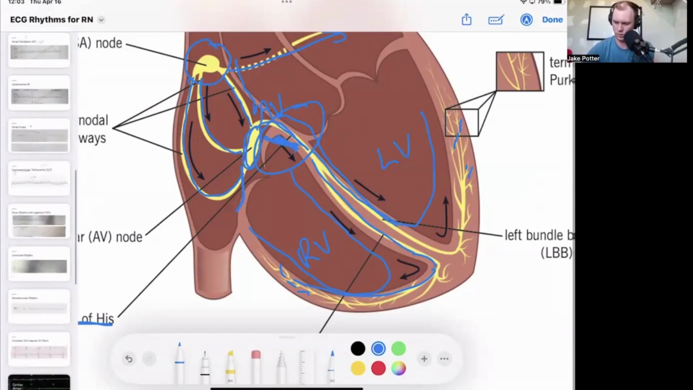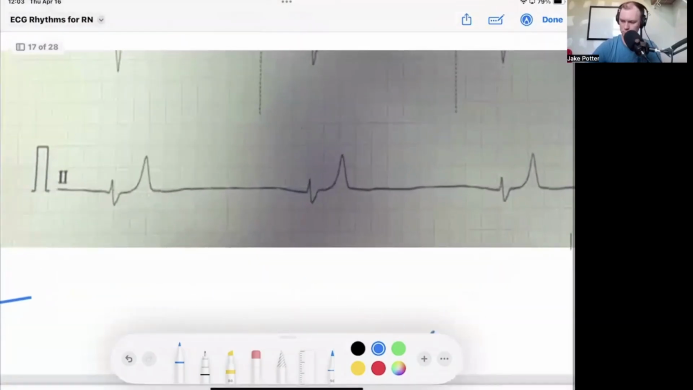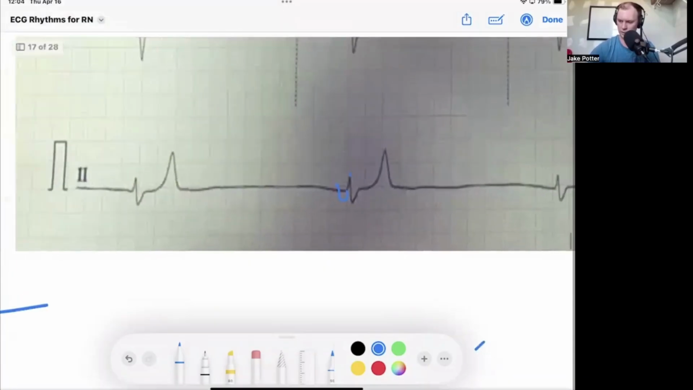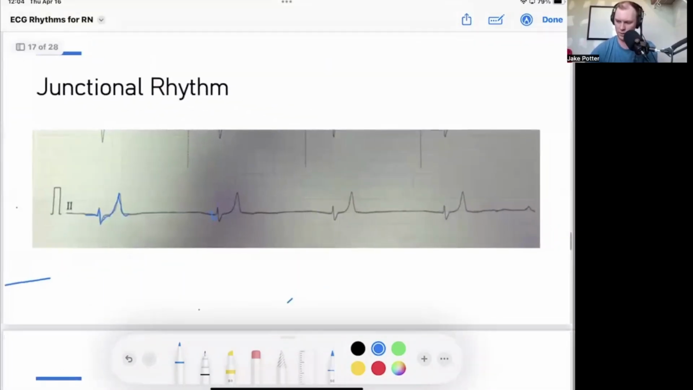All right. So this is defined as a rhythm that does not have a P wave, or it can have an inverted P wave. So if you have a P wave right before with a short PR, PR is the distance between the beginning of the P wave and the R wave, which is right here. So short PR with an inverted P wave or no P wave at all is your junctional rhythm. So you see, you don't have any P wave right here. You have your QRS, and then you have a big T wave right there.